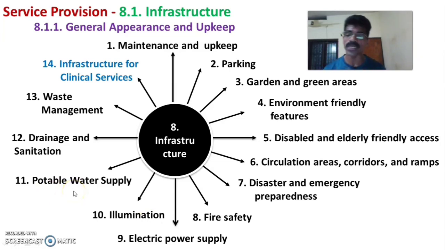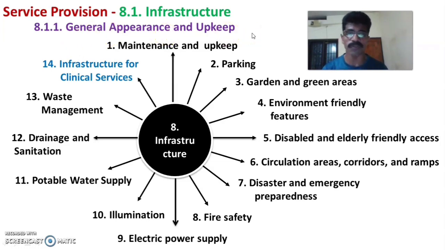Then 11th one is potable water supply, safe water supply for the public. And 12th one is drainage and sanitation facility, that is closed drainage and other basic sanitation facilities. 13th one is waste management, that is both solid waste and liquid waste and even biomedical waste management. Last one is infrastructure for the clinical services, special infrastructure for rendering quality clinical services, that is the 14th point. We will explain in detail about the infrastructure for the clinical services. So these are the infrastructure that come under general appearance and upkeep of the primary health center.